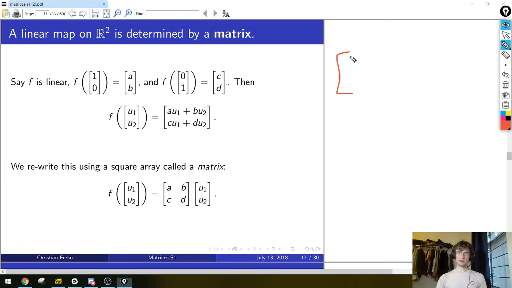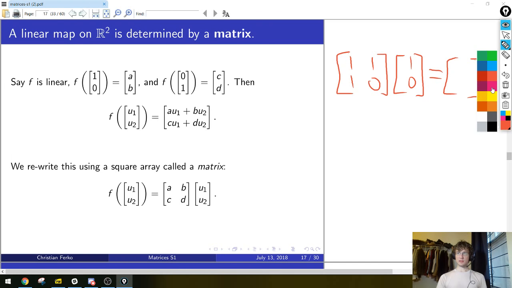So if we have, say, 1, 1, 1, 0 times 1, 0, we defined this notation where you multiply a square array of 4 numbers, a, b, c, d, times this column vector u1, u2. We defined this via a certain mnemonic, and the mnemonic is to get the top component, you take this component times this component, so 1 times 1, plus this component times this component, 1 times 0. So 1 times 1 plus 1 times 0.